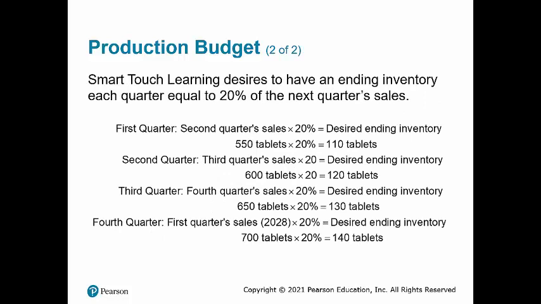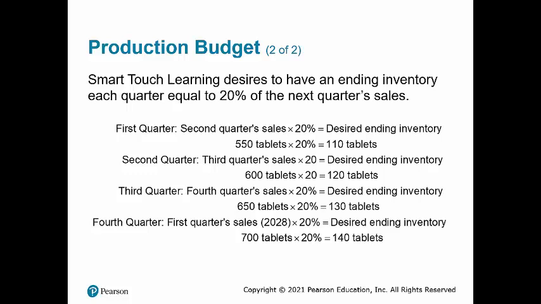Okay, so this slide shows us how to calculate the desired ending inventory. So if management decides that they want to have on hand 20% of the next quarter's sales at the end of the previous quarter, we're going to go to the second quarter for Smart Touch Learning, where they projected they would sell 550 tablets. We're going to multiply that by 20%, and we're going to make sure that we have at least 110 tablets on hand at the end of the first quarter, and that will become the beginning of the second quarter, so that we have enough tablets to sell to our customers.